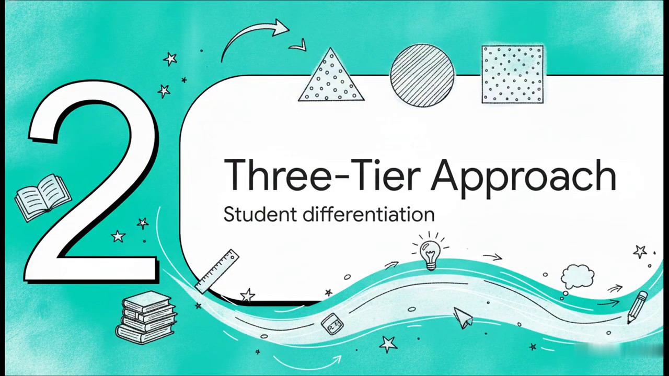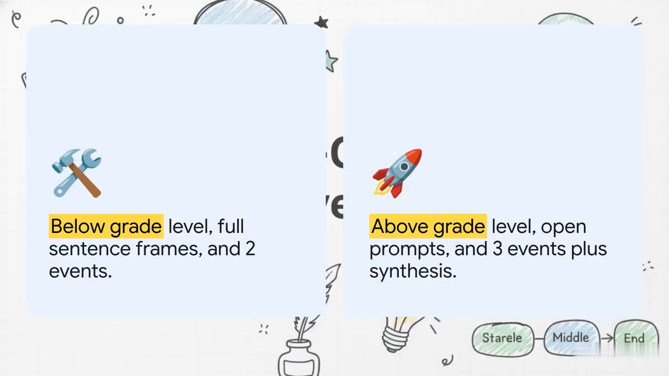Moving right along to Section 2, the three-tiered approach. Take a look at the exact differences in expectations here based on student needs. The intervention tier provides heavy scaffolding for students performing below grade level. If you have a student who struggles with sentence structure or just writes very little, we give them full sentence frames and ask for just 2 rising action events so they don't get completely overwhelmed. But on the flip side, the enrichment tier really pushes your advanced writers. It offers flexible, open prompts, demands 3 events, and challenges them to write a synthesis that connects the character's lesson to a much larger theme.